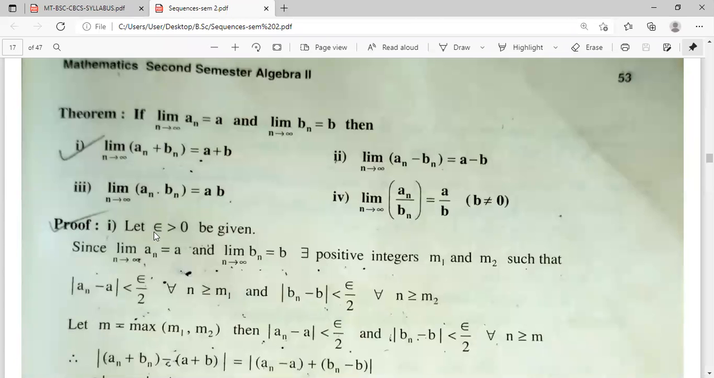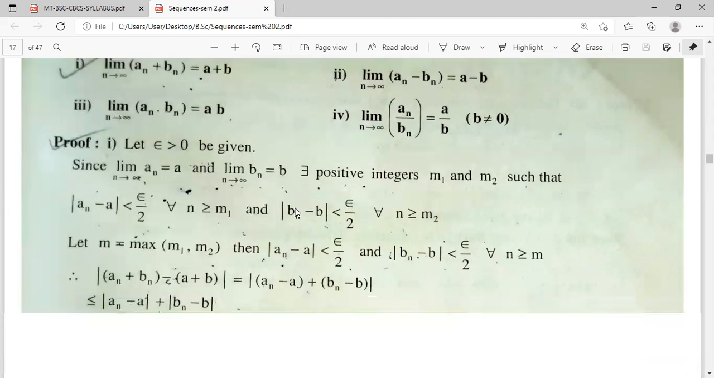Now you see here, let epsilon greater than 0 be given. Limit an as n tends to infinity equals a. This is already given here, this is the given one. By using this, if p then q, that you have to prove here. P is given, and by using P you have to prove Q.